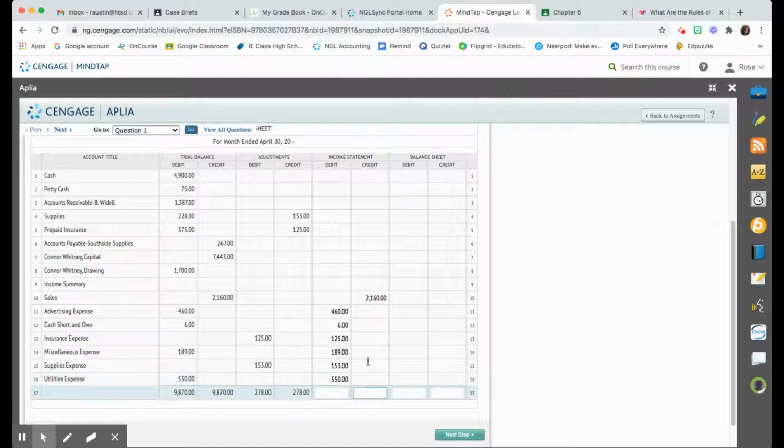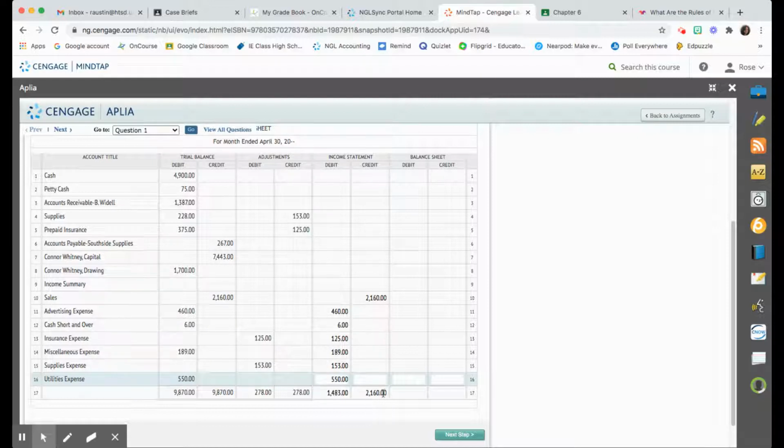Okay. Now, when we add up our debits and credits in this income statement section, they are not going to be equal, but we're going to fix that in the next step. There's nothing to add here in the credit column, so I'm just going to carry down 2,160, and then I'm going to quickly add these numbers here so that I can show you that they're not equal, and they shouldn't be. This amounts to 1,483.